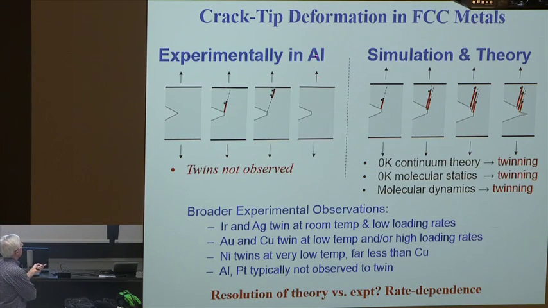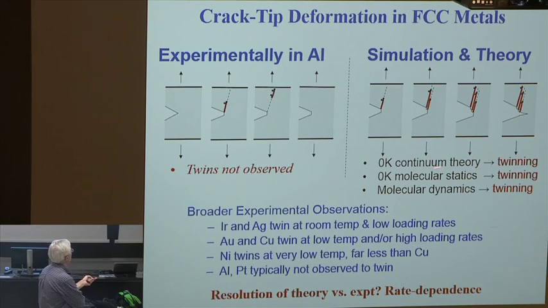Now, experimentally in aluminum, you nucleate a partial dislocation and then you nucleate a full dislocation, and really what you see is this, and the full dislocation goes far away. And you almost never observe twins at the crack tip in aluminum. If you do molecular dynamics and theory, you always predict twinning.